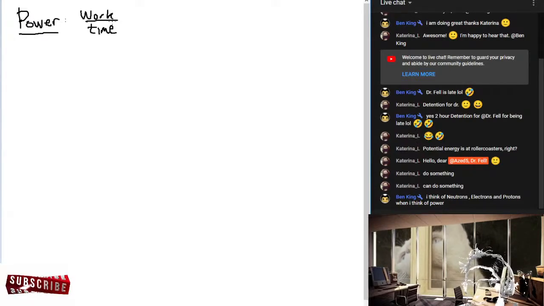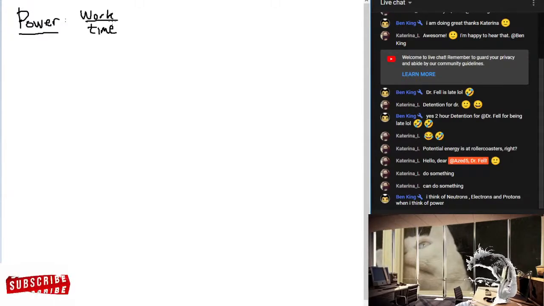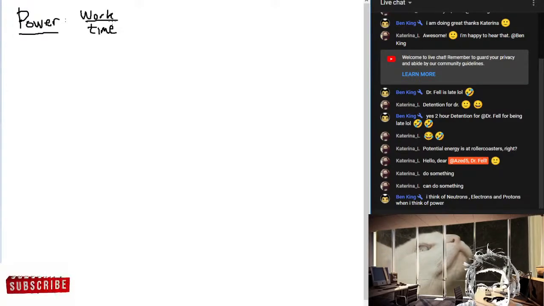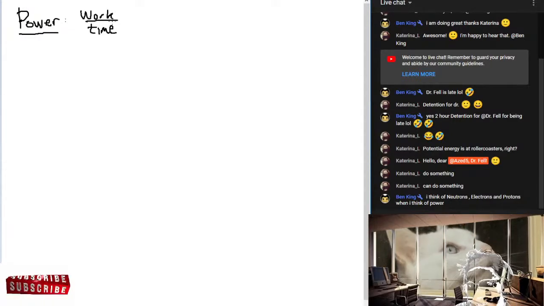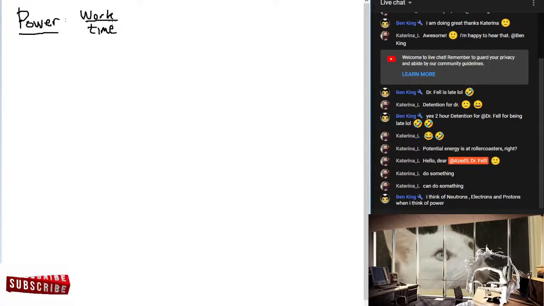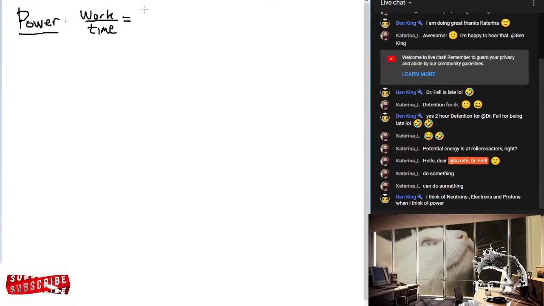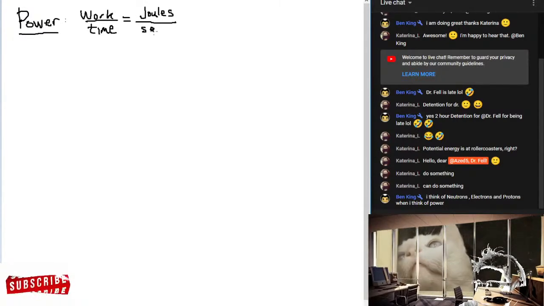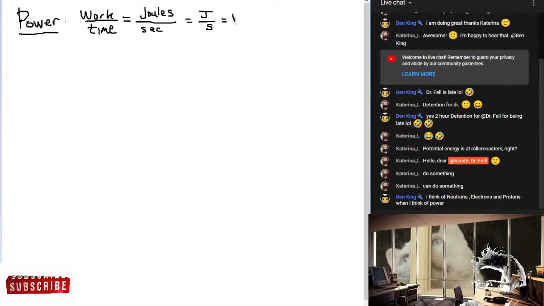You think of anything that does work, like you pushing the lawnmower, you pushing a box across the floor, you lifting a box off the floor and putting it on a shelf. That's work, but how long it takes you to do that work is power. Actually, not how long it takes you to do the work, that's time. But dividing the work done by the time it takes is power. So we call the units for work joules. Time is measured in seconds. So a joule per second is called a watt.